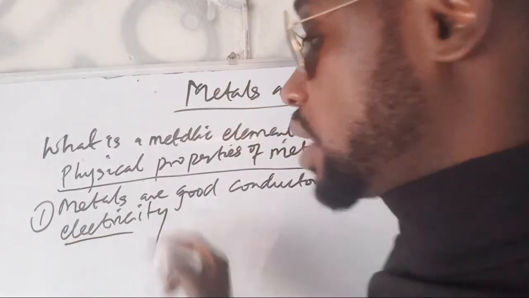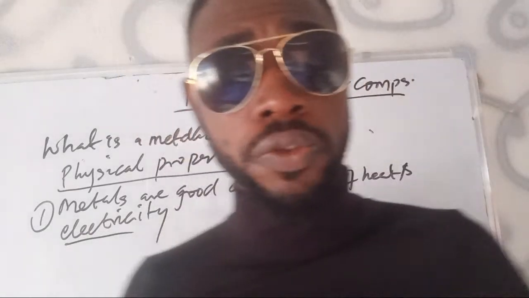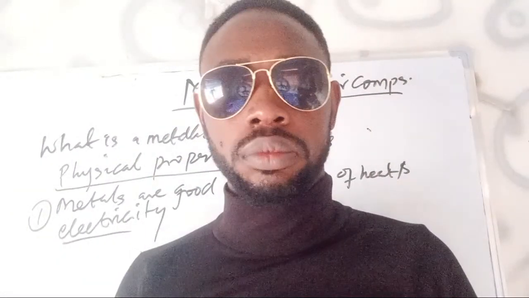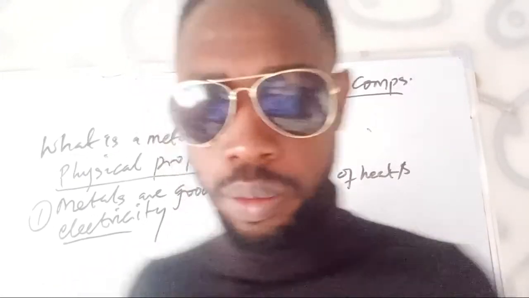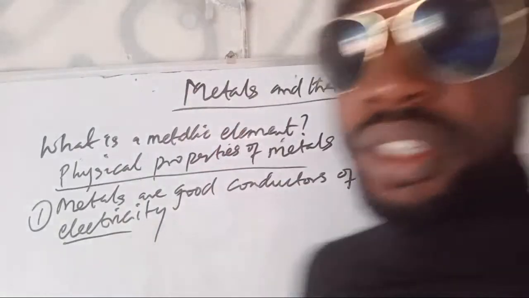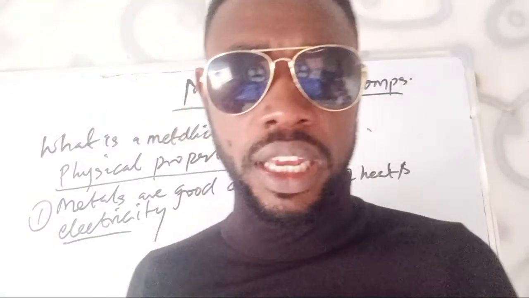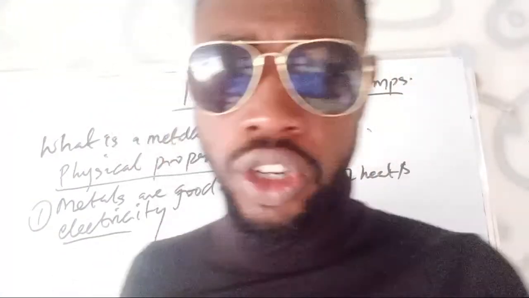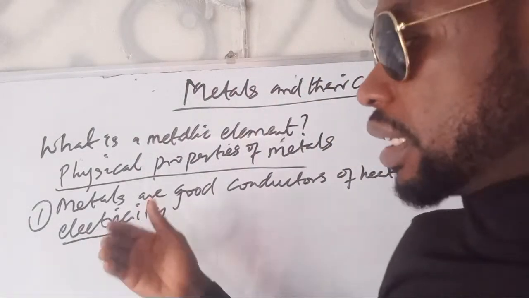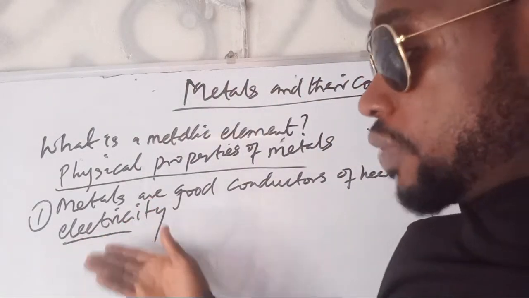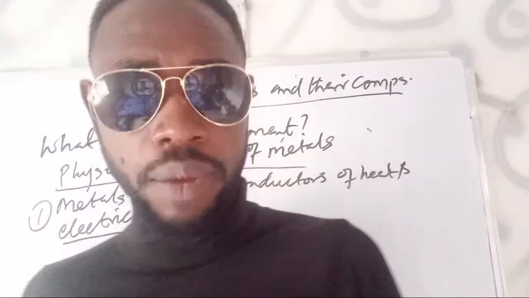So they conduct electricity. What makes it possible for metals to conduct electricity? You're welcome back, sorry for the little distraction. I said that electricity means the flow of electrons. So the electron flowing brings about the conduction of electricity. So now, what makes metals conduct electricity? I said because of the availability of mobile electrons that move.